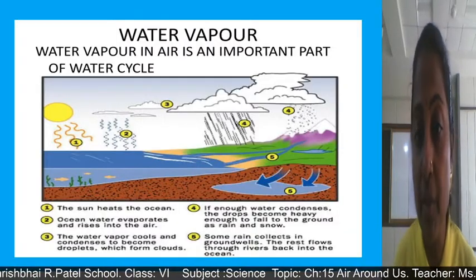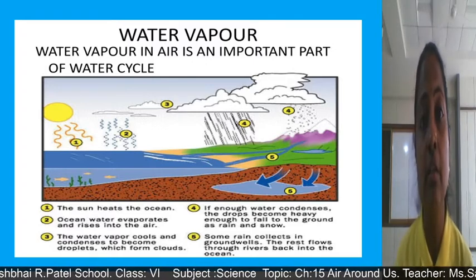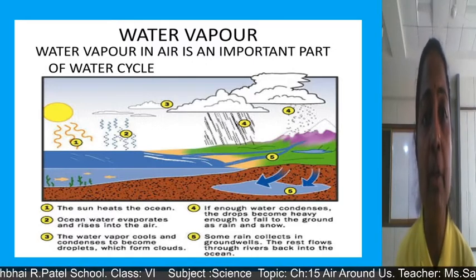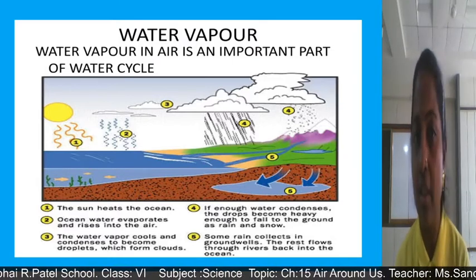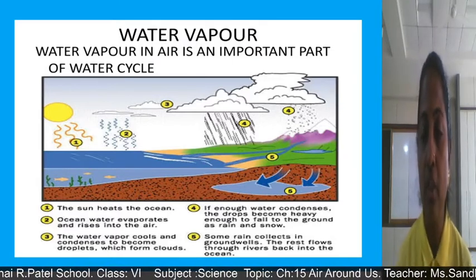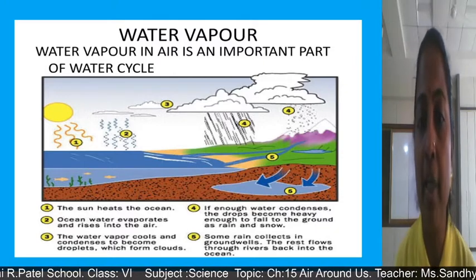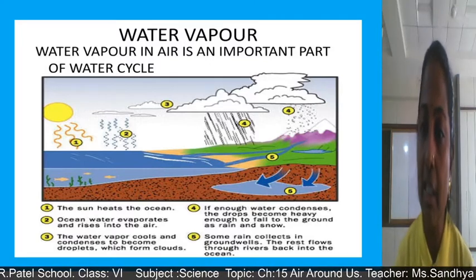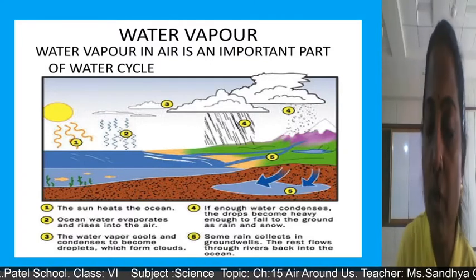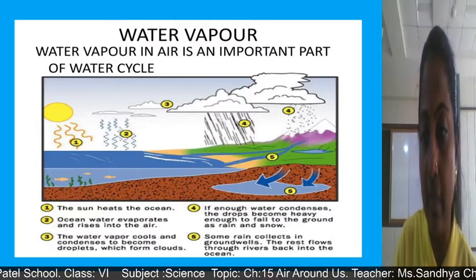Now water vapor, children, you know it very well, the importance of water vapor in the water cycle. So water vapor in air is an important part of the water cycle. As we have seen, evaporation and condensation take place. Water vapors are rising up, and that's why they are going high up, and again condensation takes place, and again precipitation, which means rain, is coming. So water vapor in air also plays a very important role in the water cycle.